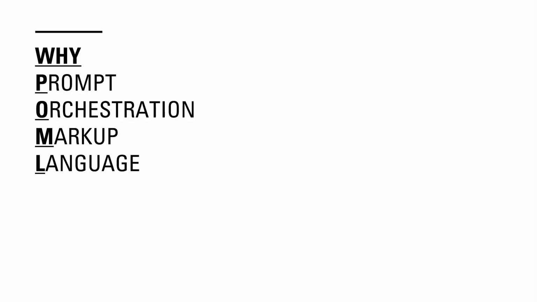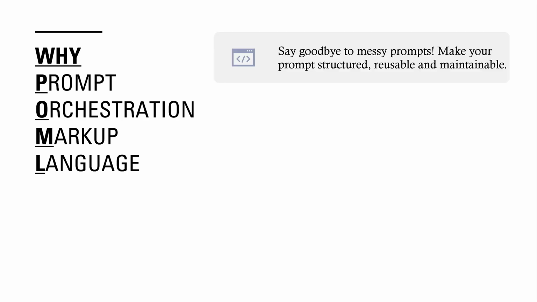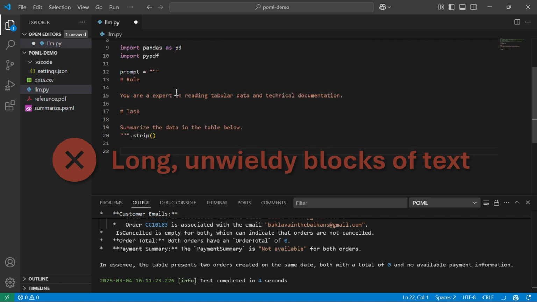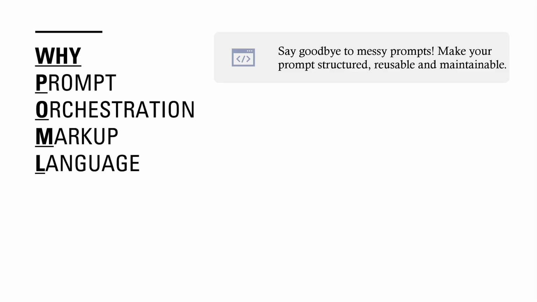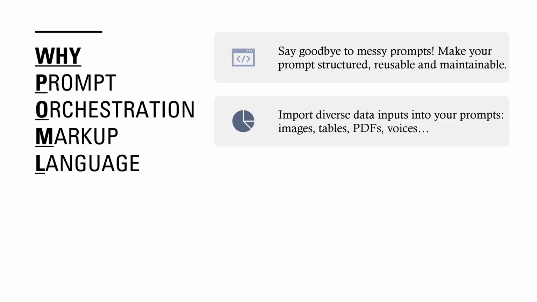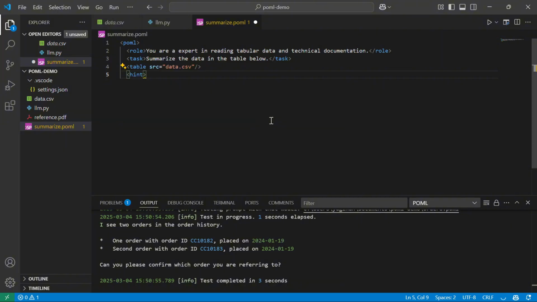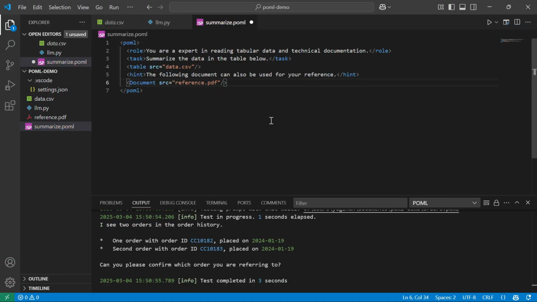Why do this? Well, POML tackles common prompting headaches. It brings structure and reusability. No more messy, hard-to-edit prompts. Starting from today, you make your prompt reusable and maintainable. It handles diverse data. You can easily pull in images, tables from CSVs, text from Word documents, PDFs, audios, file folders, and more directly into your prompt context.